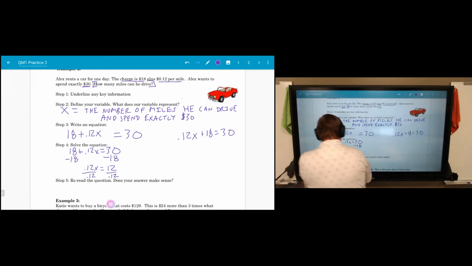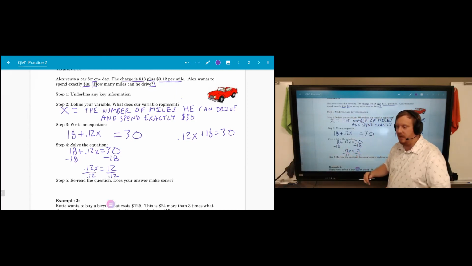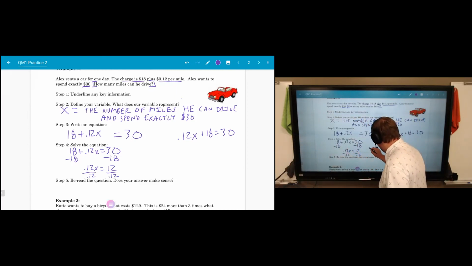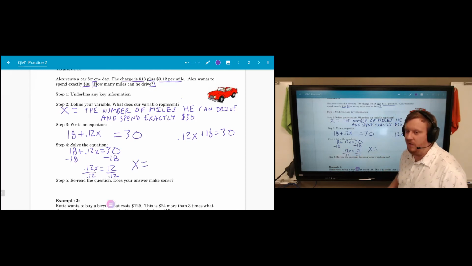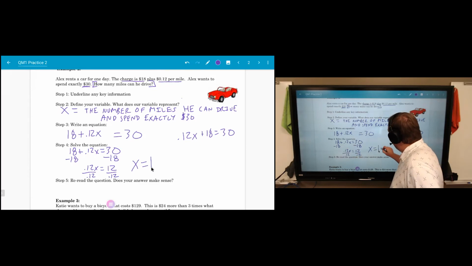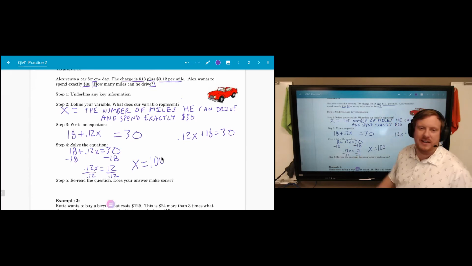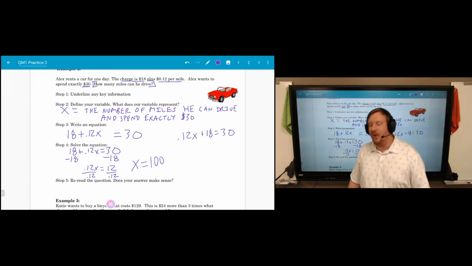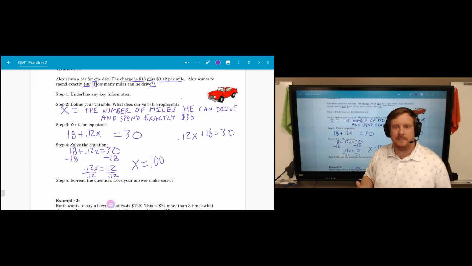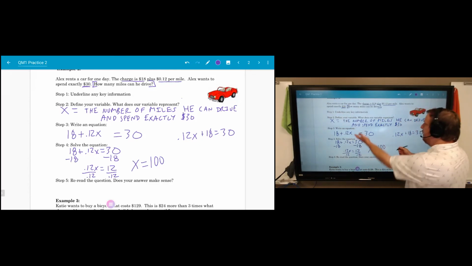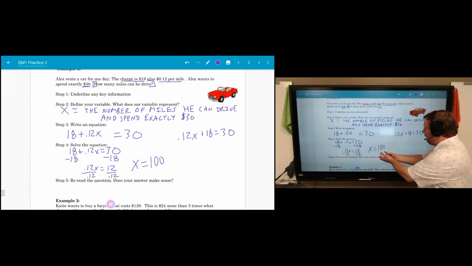And this on the left-hand side, 12 hundredths divided by 12 hundredths is 1, or just 1x. And 12 divided by 12 hundredths, I think that's going to give me 100. Yay, 100. I know, early celebration. 100 what? What did x mean? Well, x says it's the number of miles he can drive and spend exactly $30, and x is also 100.